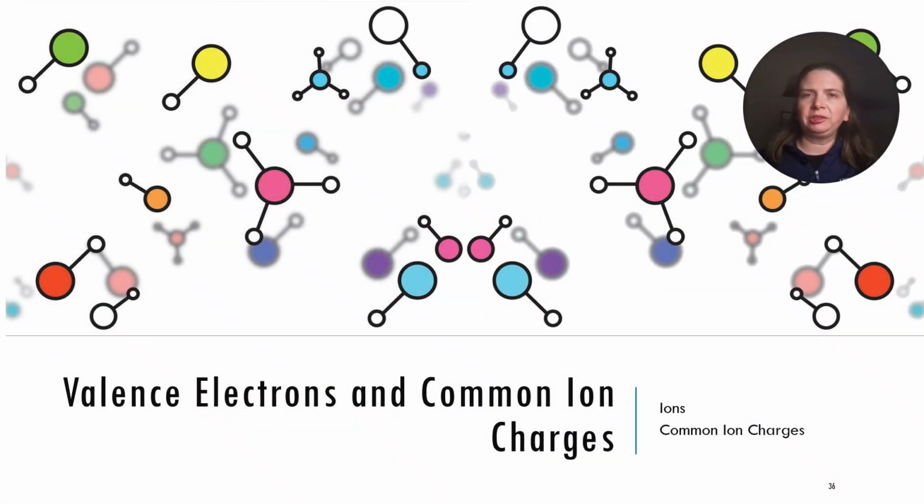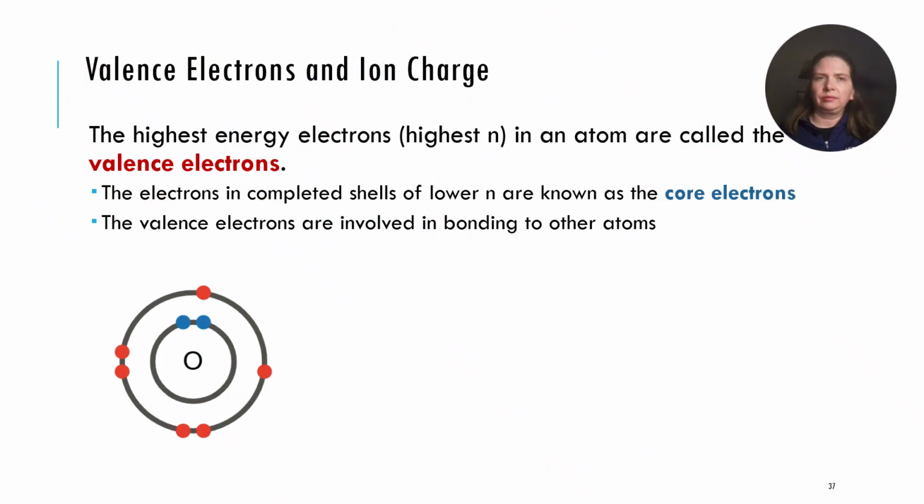In this video, we are going to learn about valence electrons and common ion charges. The highest energy electrons, which are the electrons in the outermost shell, are called the valence electrons. Electrons in completely filled shells closer to the nucleus are called core electrons. It is the valence electrons that are involved in bonding with other atoms.